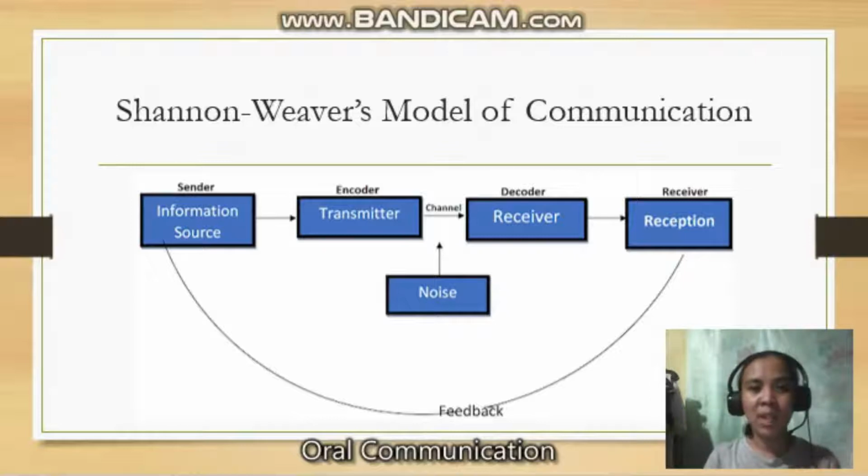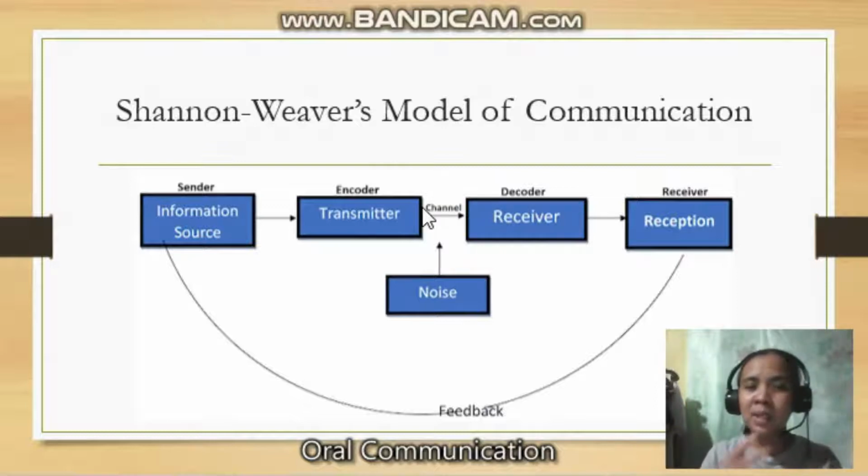Now let's talk about Shannon-Weaver's model of communication. You can see in here the information source, transmitter, receiver, and reception. Again, this model is specifically designed to develop effective communication between the sender and the receiver. The model presents the sender, which is the information source, as the part of the telephone that a person speaks into. And then the receiver is the part of the telephone where one hears the person speaking. The channel itself is the telephone.